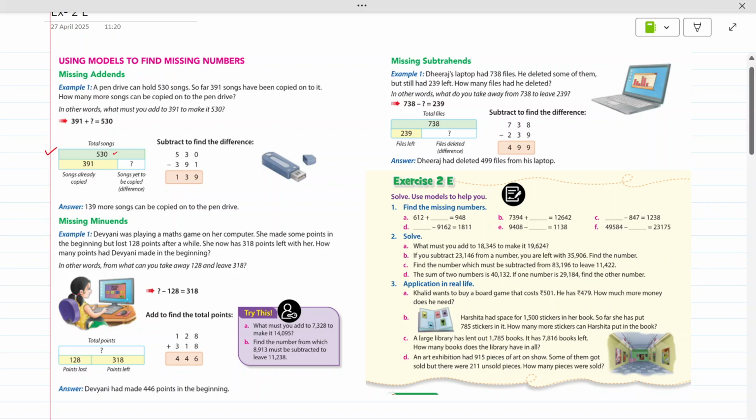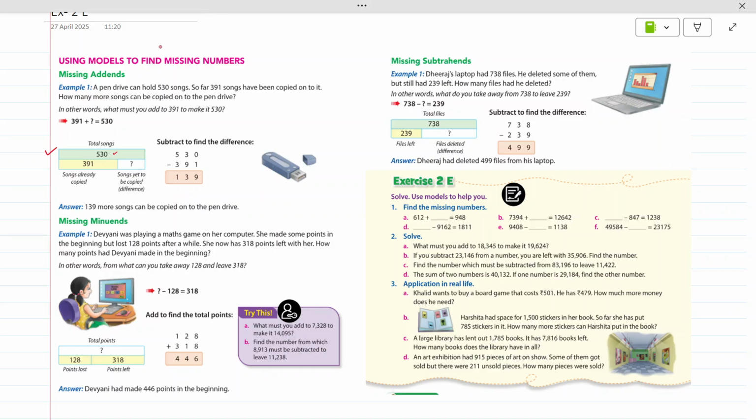Hello kids, I hope you have gone through exercise 2D at your home and practiced the questions well. So now in today's class, we will pick up exercise 2E. But before that, we will go through the concepts of models which we have already done in the lower grades. Let's go through them quickly and start with the exercise.